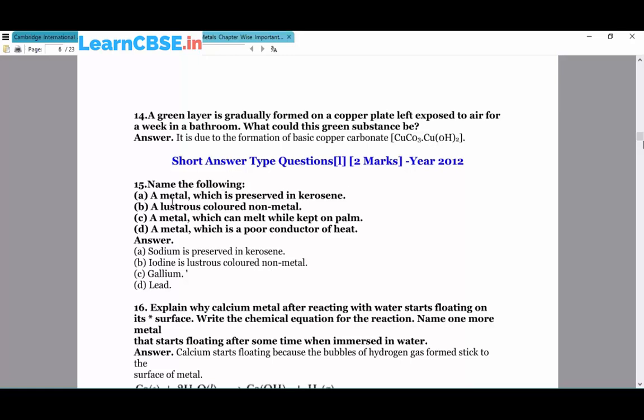Name the following. A metal which is preserved in kerosene. Always the group 1 metals we have to preserve in kerosene because they are highly reactive, sodium or potassium. A lustrous colored non-metal. It's iodine. A metal which can melt while kept on the palm. Gallium. A metal which is a poor conductor of heat. Lead.